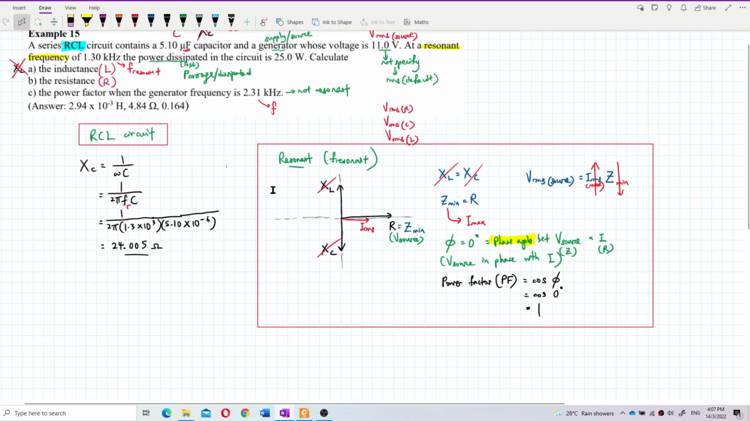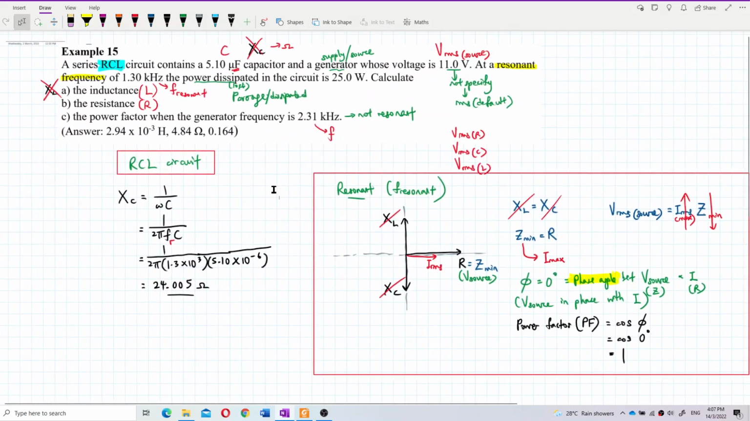Okay, so now let's continue our lesson. Have I got the inductance yet? Not yet, but I taught you about resonant already. So XL equals XC, isn't it? This one is in resonant condition. So at resonant condition, XL equals XC. I got the XC value, so I can find XL.